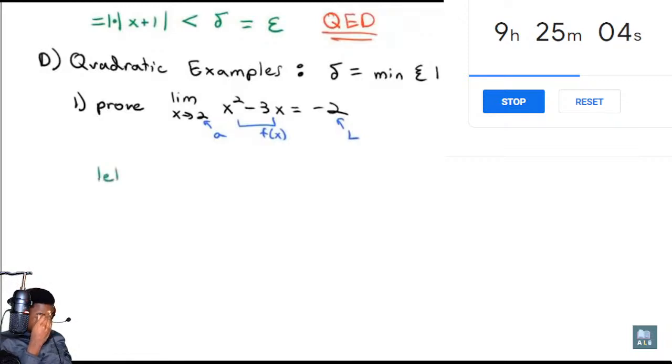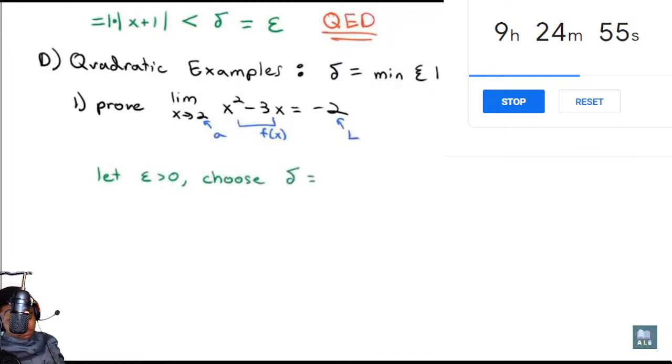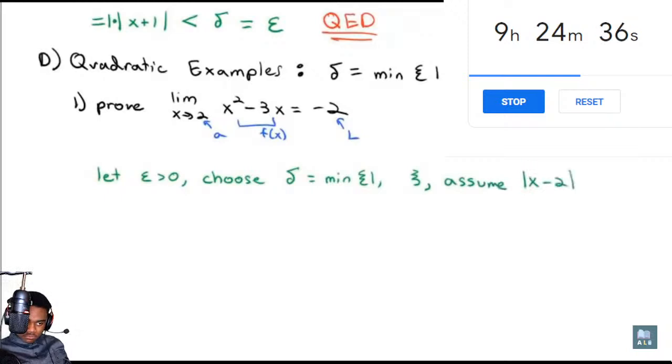First, we let epsilon be greater than 0. Then we choose a delta that's going to be equal to something we don't know yet. But we know with quadratics we have to do the minimum of 1 and something. We don't know what the something is yet. And then we will assume that the absolute value of x minus 2, or our a that x is approaching, is less than delta.